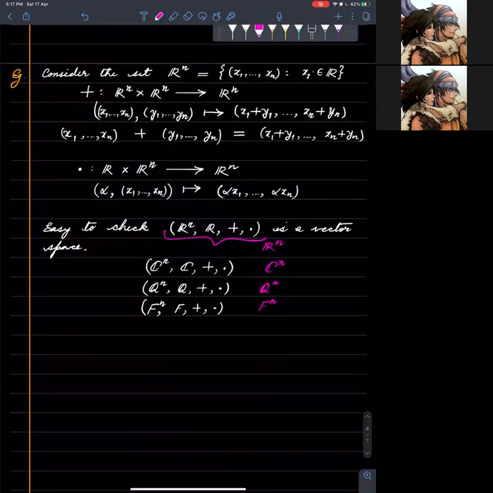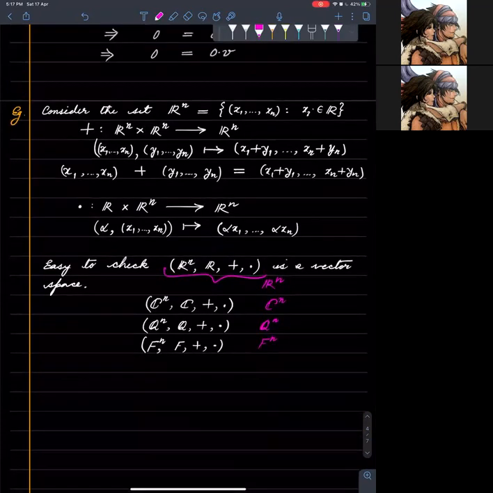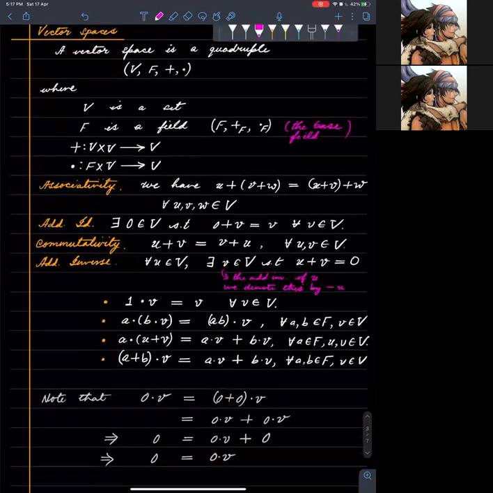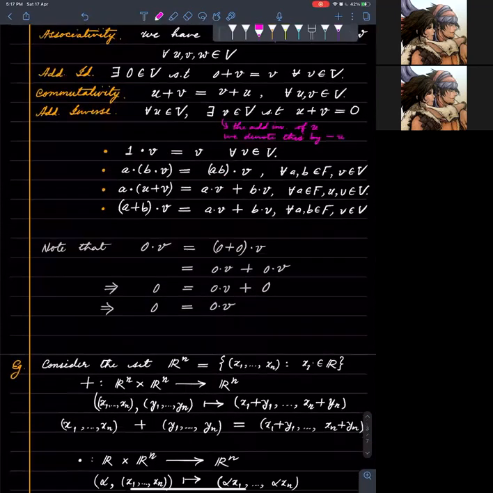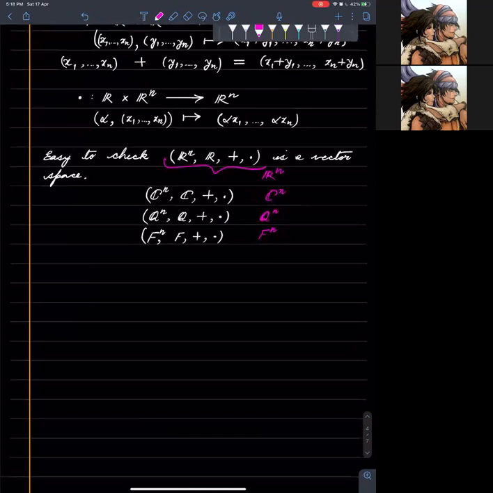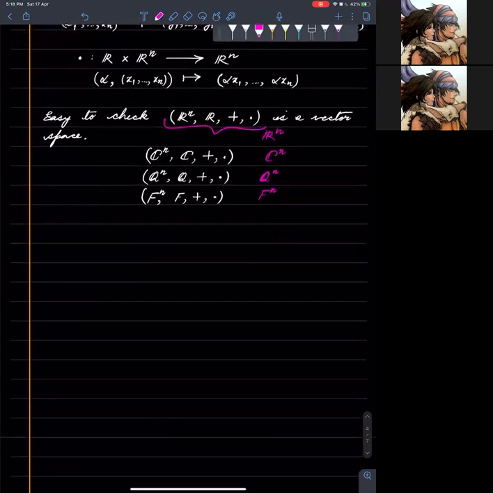And one should check that, yes, these are indeed vector spaces. One should check that all of these axioms are satisfied. This is the only way to get comfortable with these objects. So one should make that check. It looks a bit tedious, but one should do it.